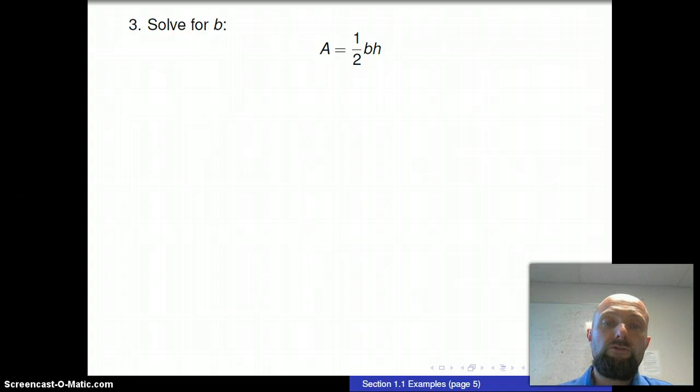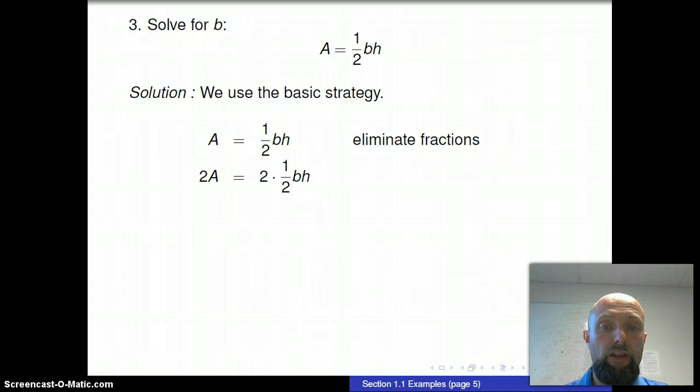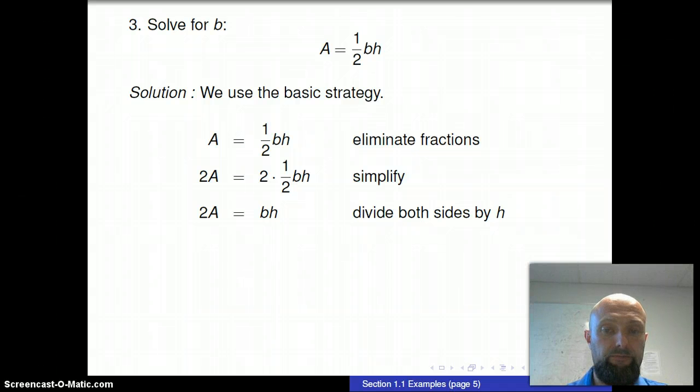Example 3. Solve for B. A is 1/2 B times H. Again, we use the basic strategy. We start by eliminating fractions by multiplying both sides by 2. We simplify. Next, we can isolate B by dividing both sides by H and simplifying. And there is our answer.